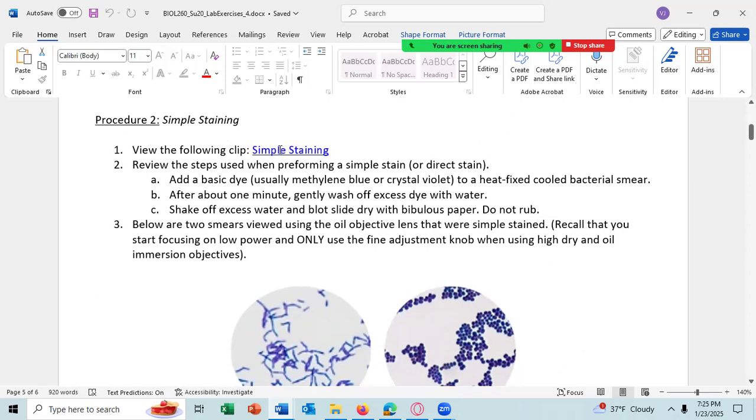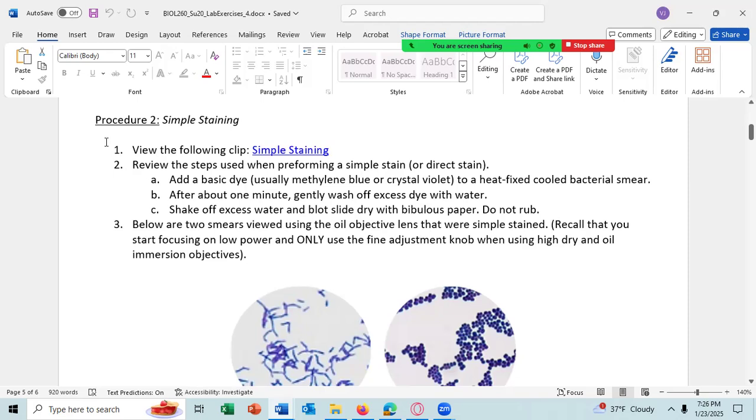All right, for procedure 2, we're going to look at a simple stain. So here's a video clip of a simple stain. And just review the steps given here for undertaking a simple stain. You first get a bacterial smear, and then you add dye to the slide. And after about 1 minute, you wash off the dye with gentle, cold, clear water. Shake off the water, blot the slide dry.